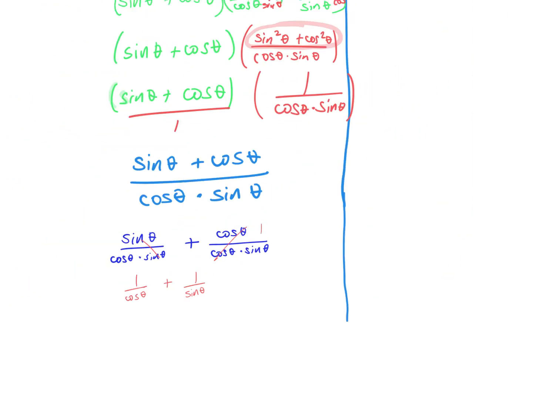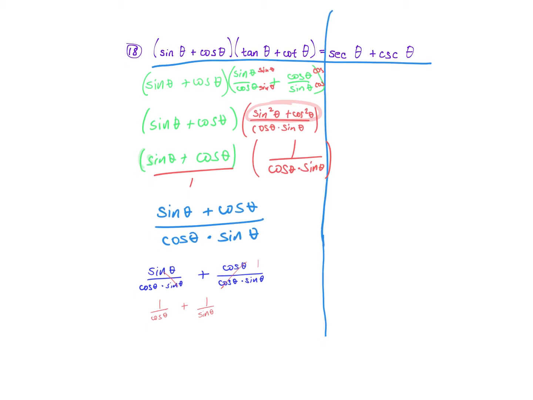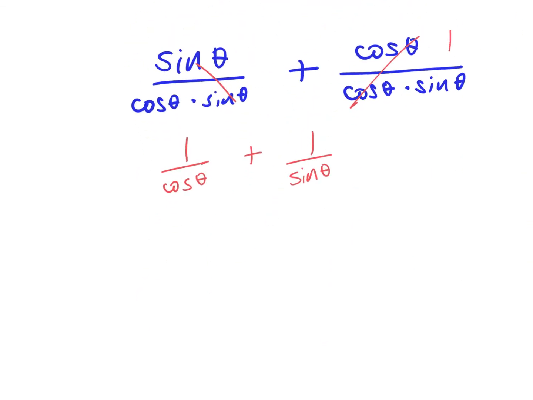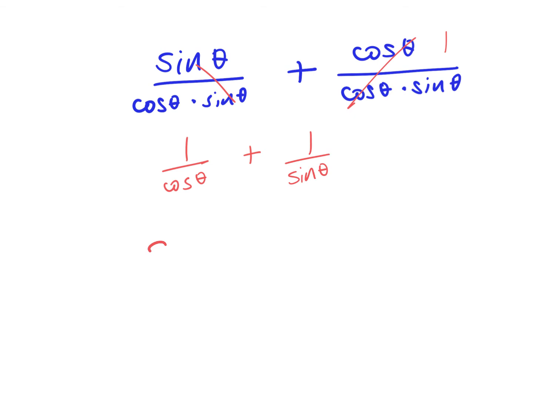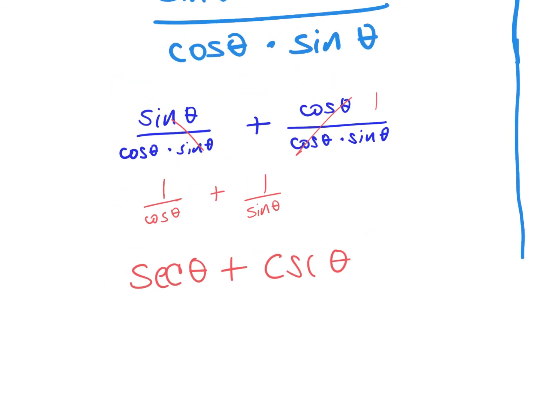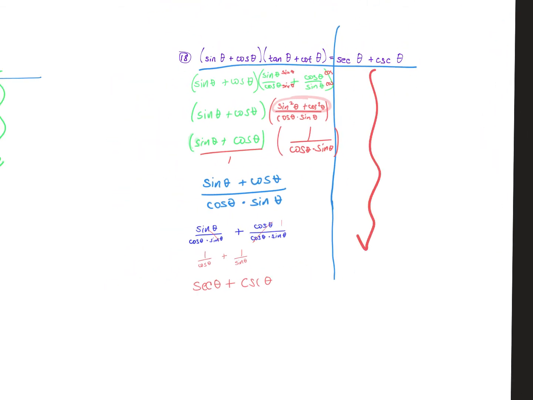Now this doesn't look exactly the same, but it looks pretty darn close. What's 1 over cosine the same as? Secant theta, right? Plus, what's 1 over sine? Cosecant theta. Is that what we started off with? Yes. Yes or no? Okay. You can use the other side as a guide. This is the answer right here.